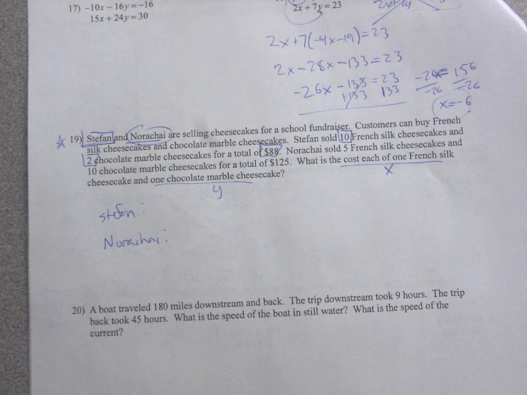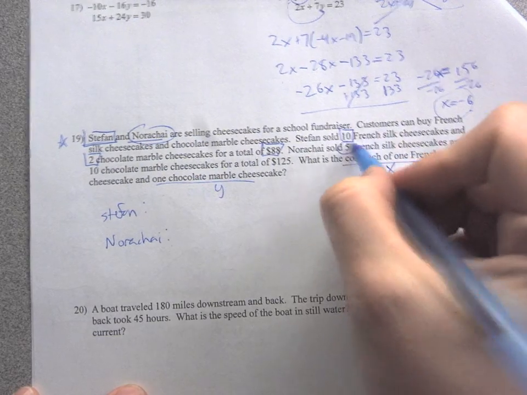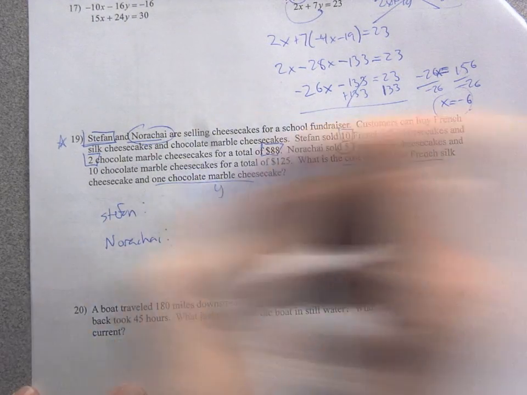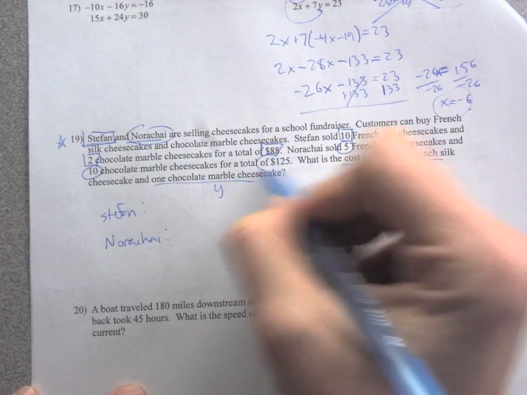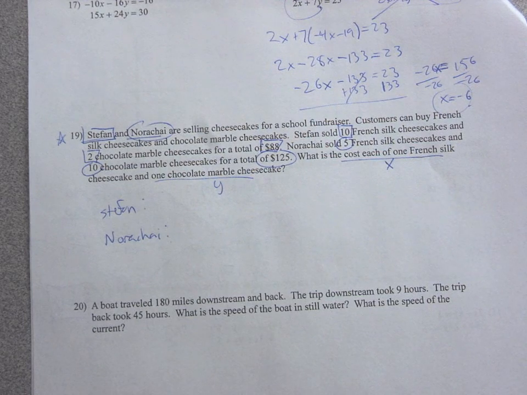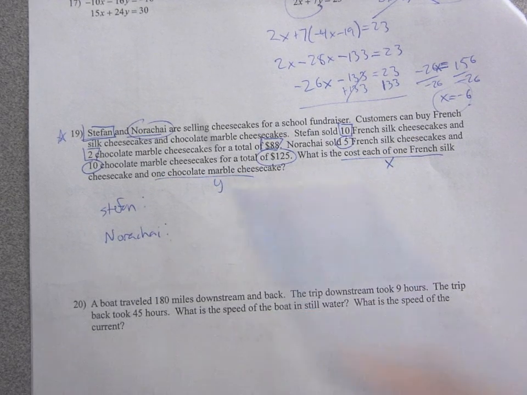Okay? We also got some information for Norikai. We got these 5 silk cheesecakes, these 10 chocolate marbles, and these 125. So all those circled numbers will go in equation number 2 for Norikai. But you're still going to need x and y because, again, we don't know how much each one costs. Okay, so write out your equations for that one, and then you can go ahead and solve it from there.